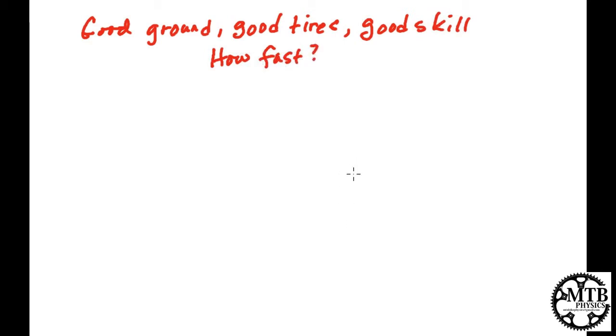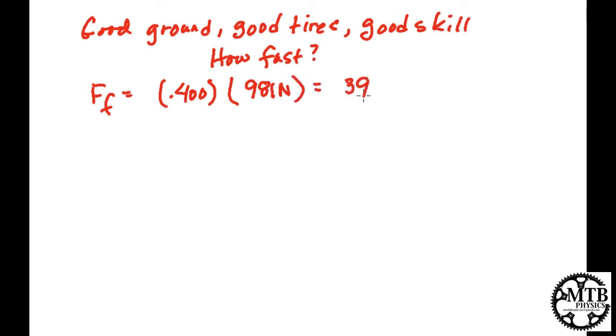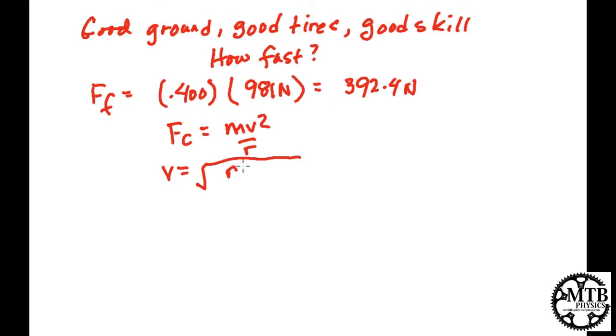Do that by using our force of friction equation. It's coefficient of friction times 981 newtons, which gives us roughly 392 newtons. Centripetal force, mass, velocity squared divided by r. Rearrange it to find the velocity. That'll be the square root of r times centripetal force divided by the mass of the bike plus rider. 50 meters times 392 newtons divided by 100 kilograms.